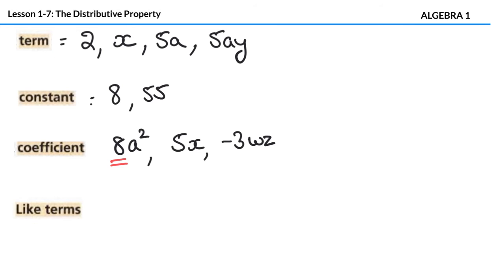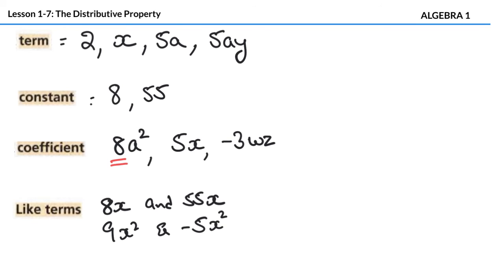For example, let's take 8x and 55x. Are they like terms? Yes, because they have the same variable x and with the same power to the variable. Are these like terms? 9x squared and negative 5x squared. Are they like terms? Yes, good, because they have the same variable with the same power.